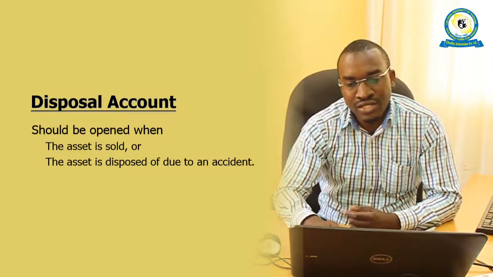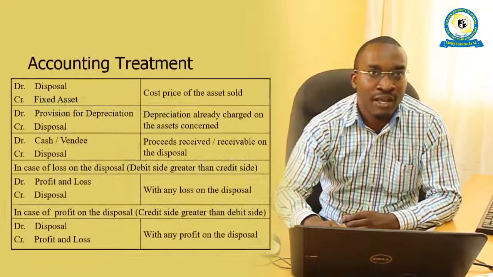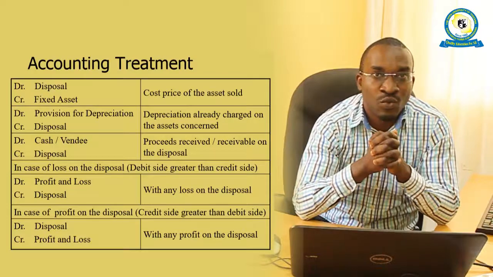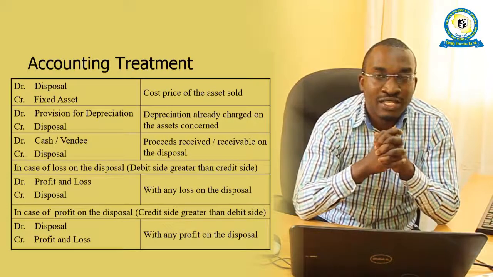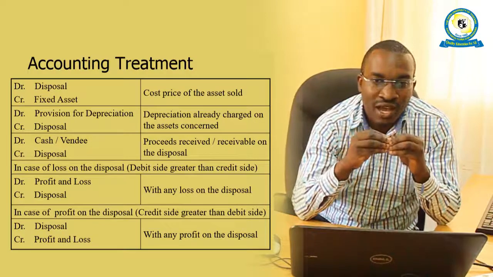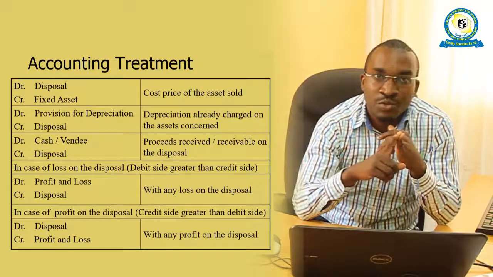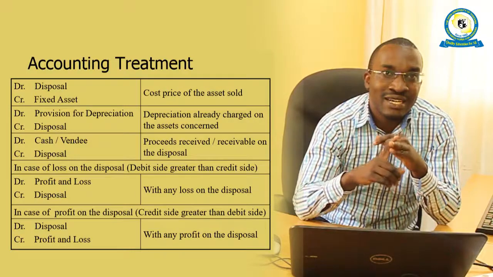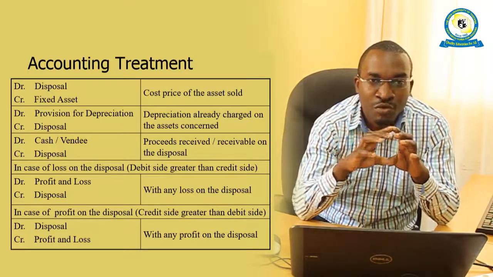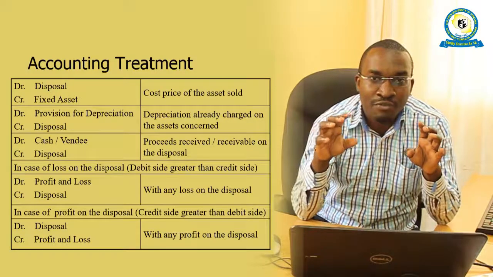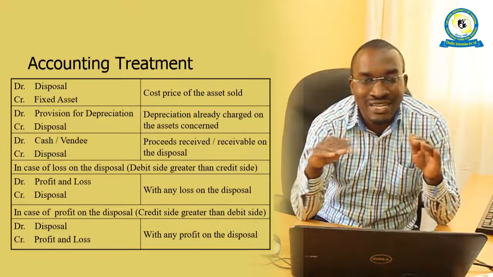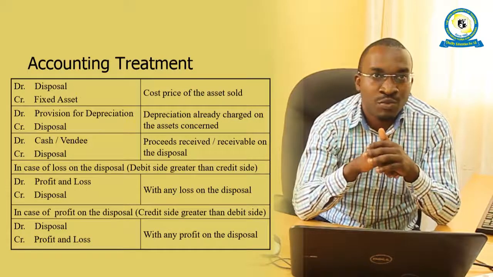Okay. Now this is the accounting treatment. You can see this table here. You're going to debit the disposal account, and then you're going to credit the fixed asset when the cost price of an asset is sold. I repeat again, when you want to sell that asset, you're going to debit the disposal account, and you're going to credit fixed asset. By doing so, you're going to remove the fixed asset amount from the fixed asset account, by crediting that account and debiting the disposal account.